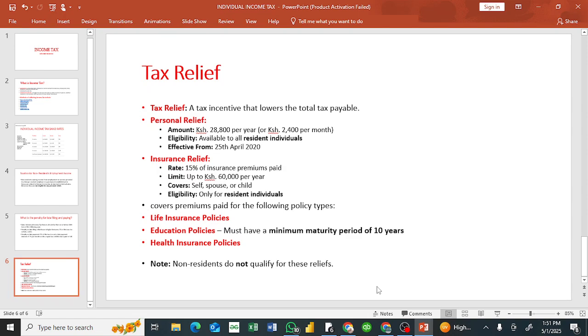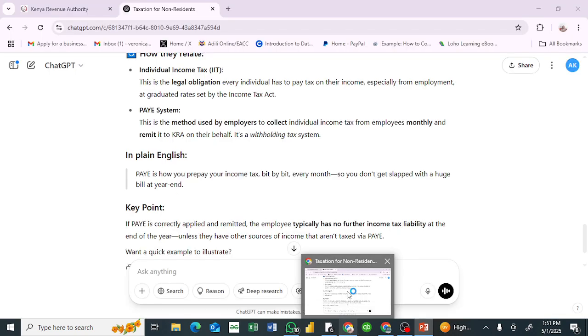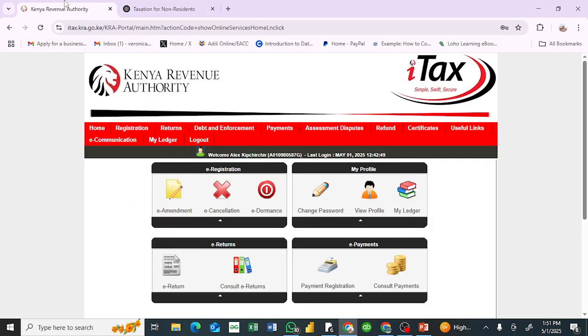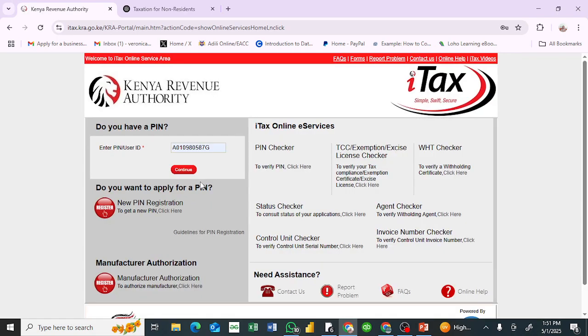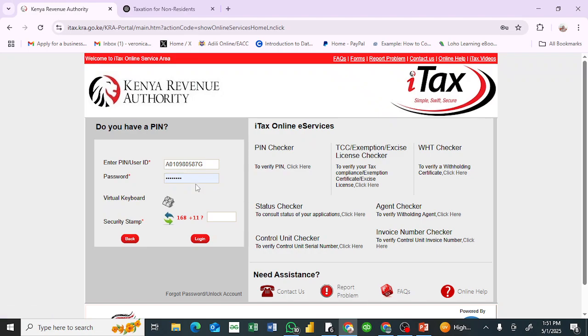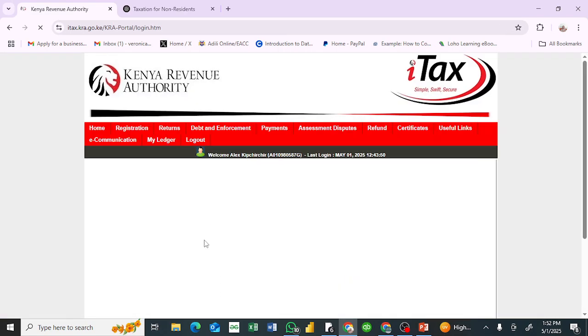So let us look at the filing part. So for you to file for individual income tax, log into iTax with your PIN and password. Alafu ufanye this simple arithmetic.